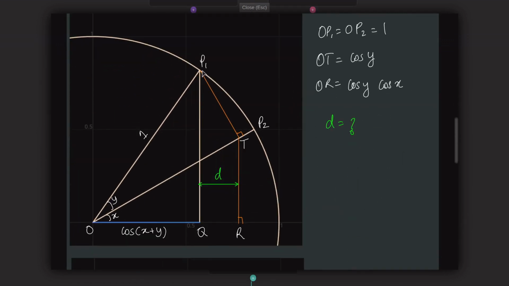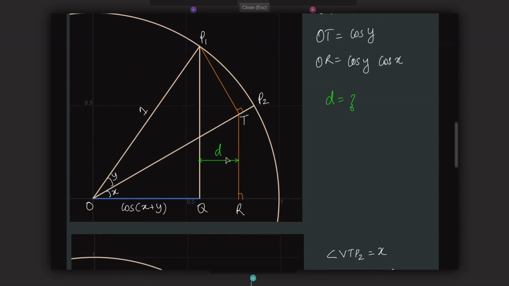So here the idea is that we start from P1 and we drop a perpendicular onto OP2, and then we do again a perpendicular onto the x-axis. So you get cos y times cos x. So OR is cos y times cos x. Now what remains is this D. If we can find this D, then we know how to reach Q.